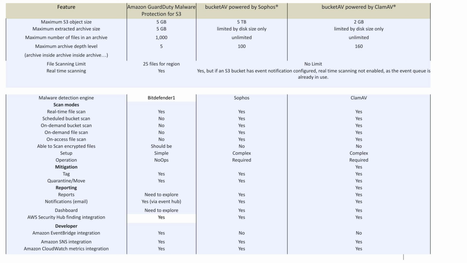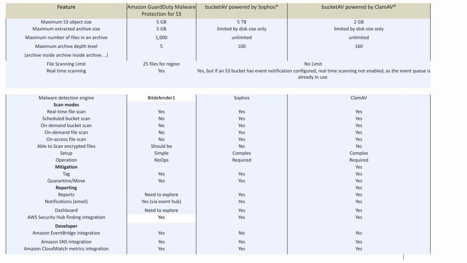And then the maximum number of files in an archive: you can have 1,000 files in an archive, because if it's an archived file, Malware Protection is only able to scan 1,000 files, while cloud storage security can scan unlimited, the same for both ClamAV and Sophos. What is the maximum depth level? For the archive, it can go nested 5 levels deep for Malware Protection, while for Sophos and ClamAV it is 100 and 160 respectively. Again, this can help large organizations which have deeply nested zip files or archived files uploaded.